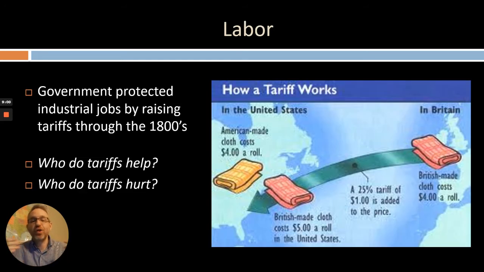Now, the government for a long time has tried to protect jobs in the United States. And let's not make a mistake about it. They're not just protecting jobs because they want to help the workers. They're protecting jobs because they want to make sure that people have money. If people have money, they spend it. If people spend stuff, the economy improves, right? So we got to go make more stuff.